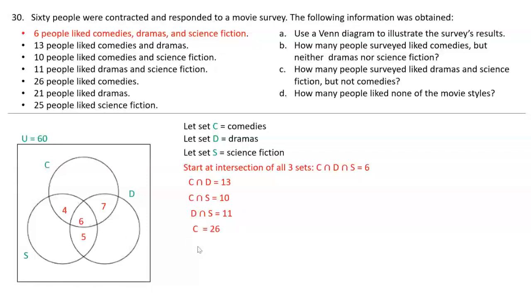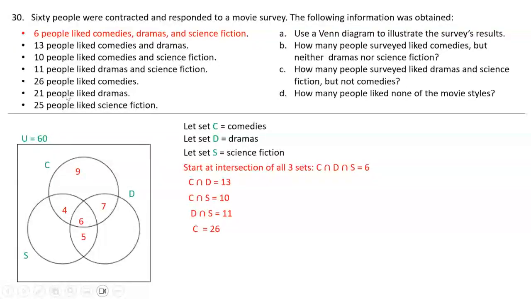Now we're going to go to set C. On set C, which means this whole set, there's supposed to be 26. Since I already got 4 and 6 and 7, which is 17, we subtract 17 from 26, which will give you 9.